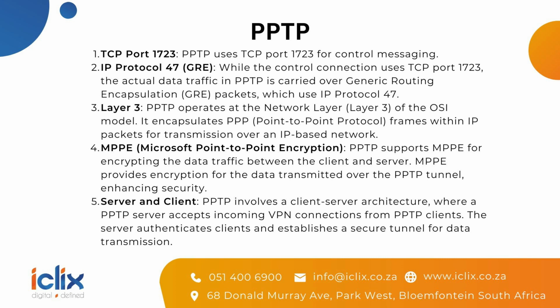PPTP. TCP port 1723: PPTP uses TCP port 1723 for control messages. IP protocol 47: while the control connection uses TCP port 1723, the actual traffic in PPTP is carried over Generic Routing Encapsulation packets, which use IP protocol 47. Layer 3: PPTP operates at the network layer, layer 3, of the OSI model. It encapsulates PPP, Point-to-Point Protocol, frames within IP packets for transmission over an IP-based network.